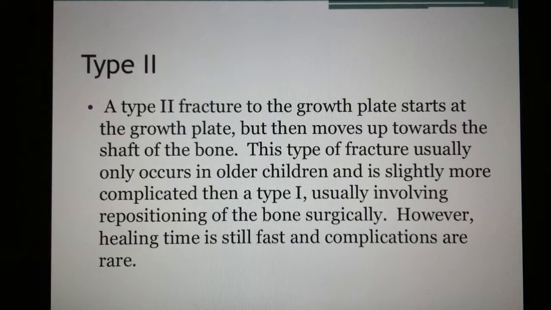A type 2 fracture to the growth plate starts at the growth plate, but then moves up towards the shaft of the bone. This type of fracture usually only occurs in older children and is slightly more complicated than a type 1, usually involving repositioning of the bone surgically. However, healing time is still fast and complications are rare.